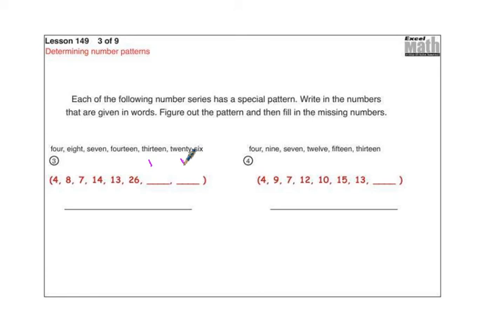So from 4 to 8, and then from 8 to 7, 7 to 14, 14 to 13, 13 to 26. Can you tell what's going on here? How are we going from 4 to 8? Plus 4, okay. 8 to 7. Minus 1. Plus 4 minus 1. So from 7 to 14, is that plus 4? No. Could there be something else that we're doing here?